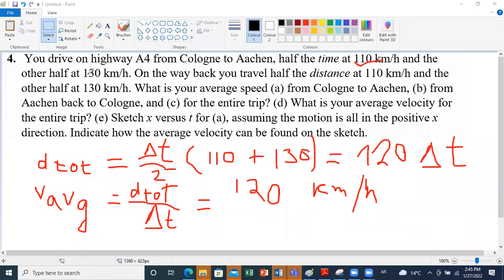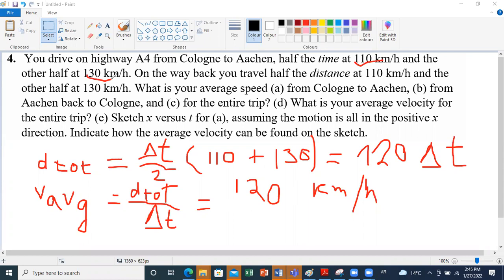You know why you can expect this result? Because the time at which I traveled at 110 kilometers per hour is equal to the time at which I traveled at 130 kilometers per hour. So they have the same weight of time. This is why the value I obtain is exactly the average of these two values.